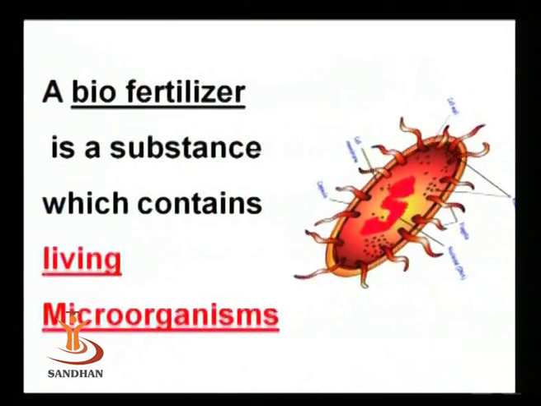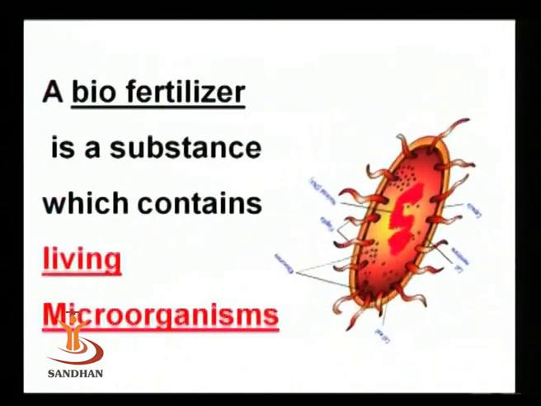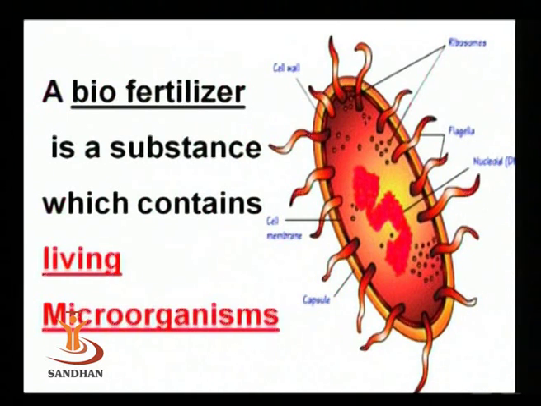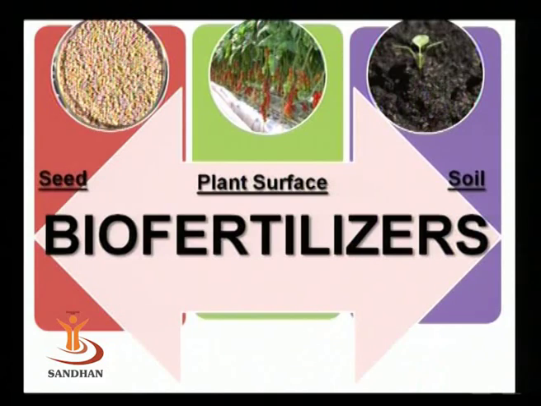So a biofertilizer is a substance which contains living microorganisms. Living microorganisms may include bacteria, viruses, fungi, algae, as well as different types of protozoa. How are they applied? They can be applied to the seed, to the plant surface, or to the soil also. So their application can be by any of these three modes.